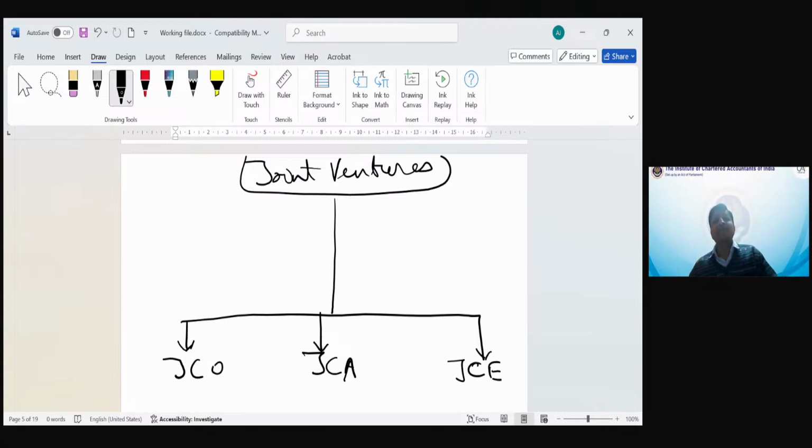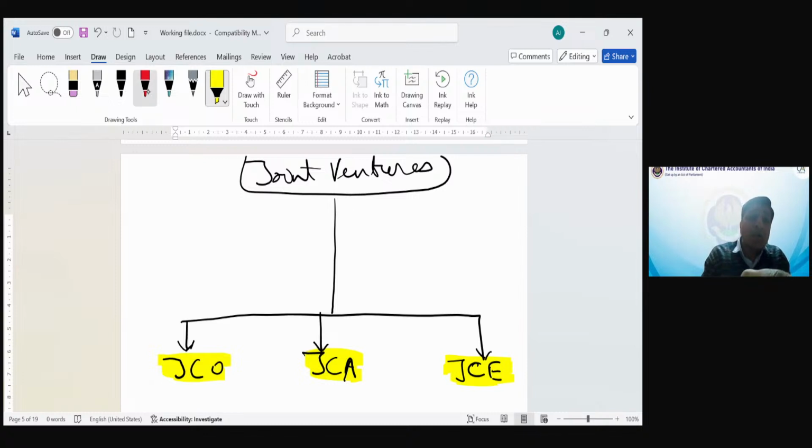So every time there is a JV, what will you need to check? You'll need to check whether it is a JCO or a JCA or a JCE. Why? Because depending on the type, its accounting will have to be looked at. And the accounting requirement for all these three types is different. Understood? But please remember one point.